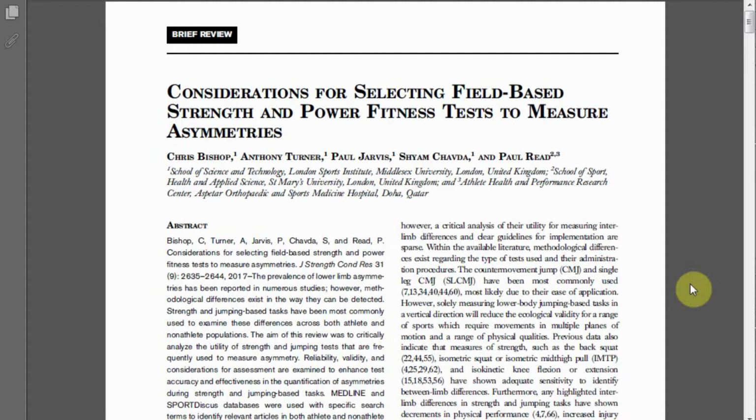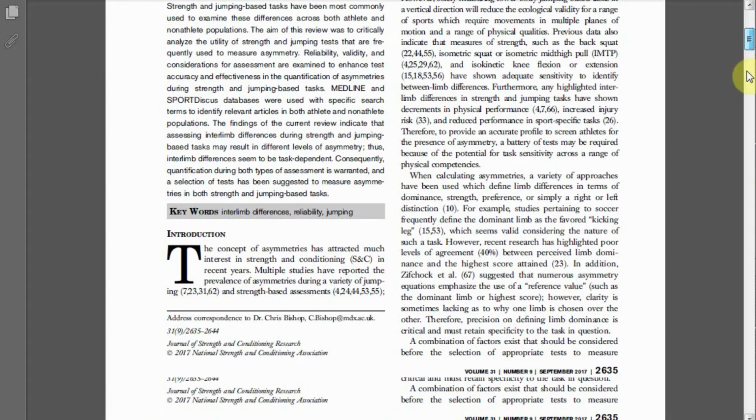Now, this paper was a review article, and it was very much trying to just outline a few considerations or a few key guidelines for practitioners if they did want to quantify asymmetries, so that hopefully the data that they get is arguably a little bit more meaningful, perhaps.